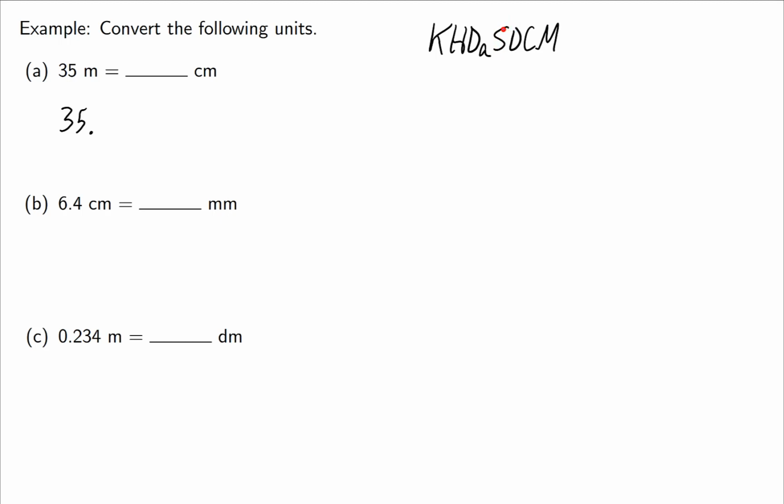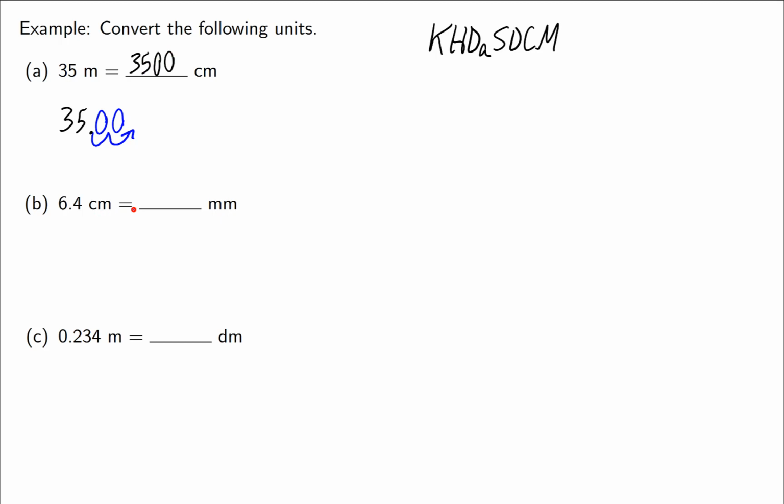In order to go from meters to centimeters, I need to move 1, 2 places to the right. So I'm going to move 1, 2 places to the right and fill in the zeros to say that 35 meters is 3,500 centimeters. Let's do another one.